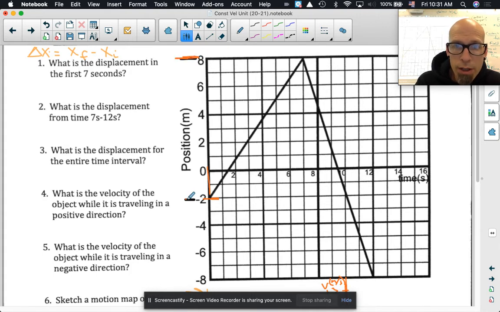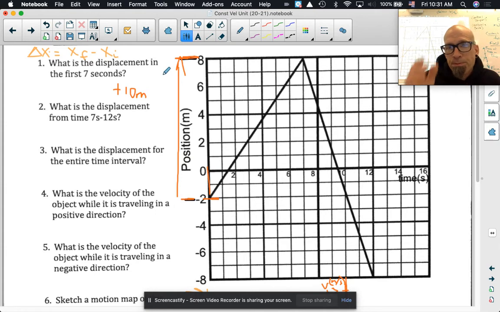So you started this time interval at -2 meters position, and then you went all the way up to positive 8 meters. So how far is that? Well, you went 2 meters just to get to 0, and another 8 meters after that. So what is that total? That's positive 10. Oh gosh, this is not good, folks. Writing on the trackpad, no good. That's positive 10 meters.